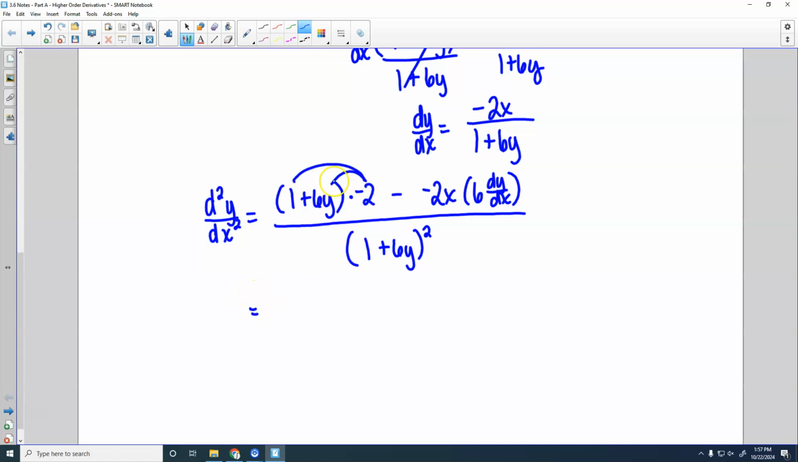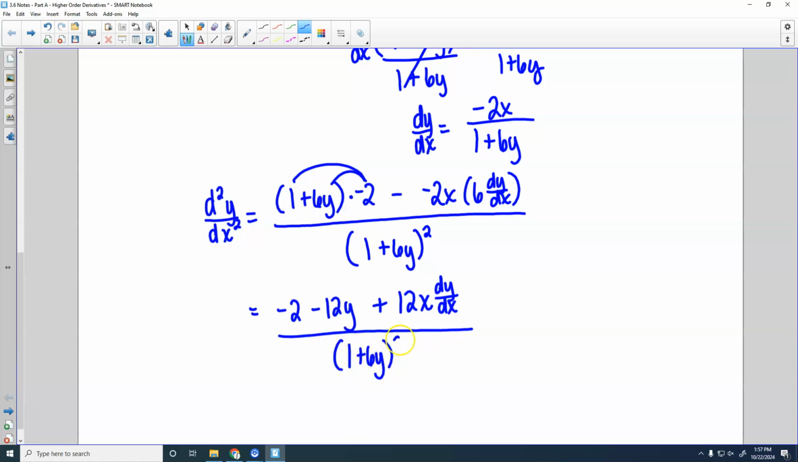So, let's distribute that negative 2. We'll get negative 2 minus 12y, and then this will become plus 12x dy/dx over 1 plus 6y squared. Now, the problem said that we had to leave it in terms of x and y, which means that we can't have a dy/dx in our answer for this. Any ideas about what we should do?